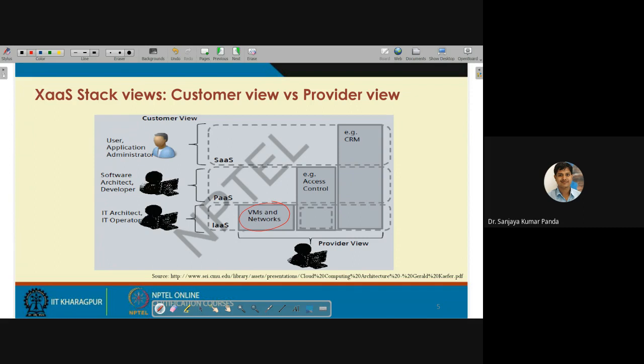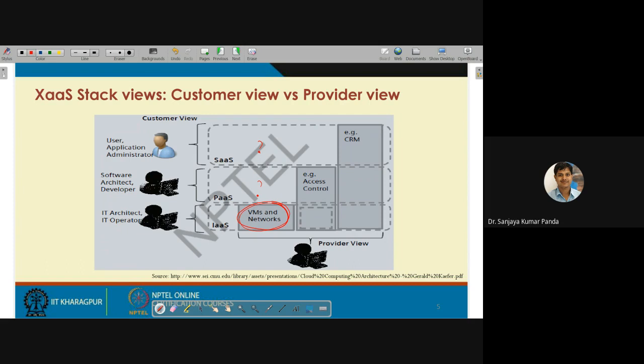That means for maintaining the infrastructure, we have an IT architect, information technology architect, and an IT operator. But if IaaS is taken care of by your cloud service provider, in your company you need not require an IT architect and IT operator. But if you look into only infrastructure as a service, not platform as a service, not software as a service, you have to ensure that you have an application administrator, a software architect, and a developer in your company. So they have to take care. Only infrastructure is going to be provided by your cloud service provider.